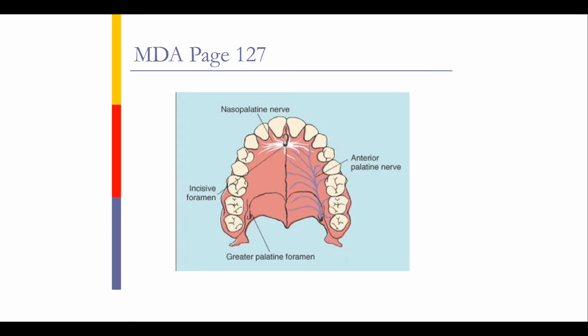Here's another picture of the same thing, and this is on page 127 in your textbook, figure 9-24 on the bottom left. The nasopalatine nerve here in the upper front, going through the incisive foramen, the hole in the bone there. And then we have the anterior palatine nerve, and that's going through the greater, larger one, and lesser, smaller, palatine foramen that are at the back of the throat. So those are the first two branches off of the maxillary nerve.